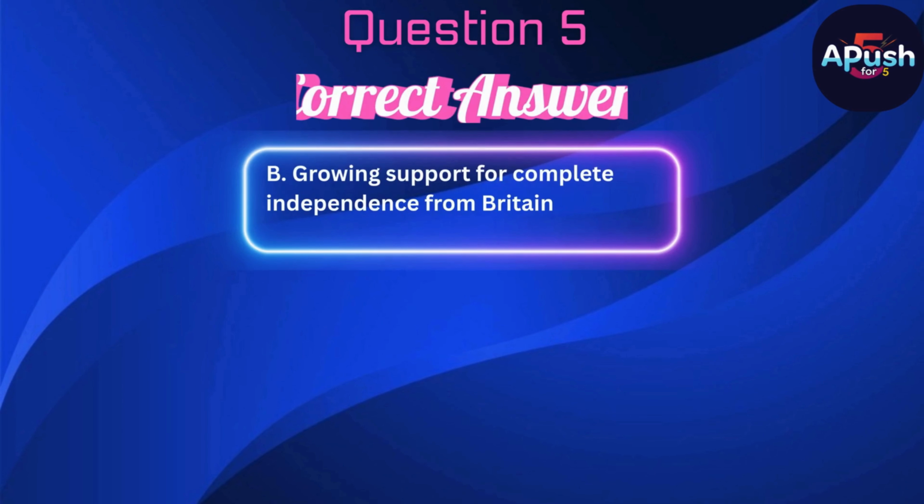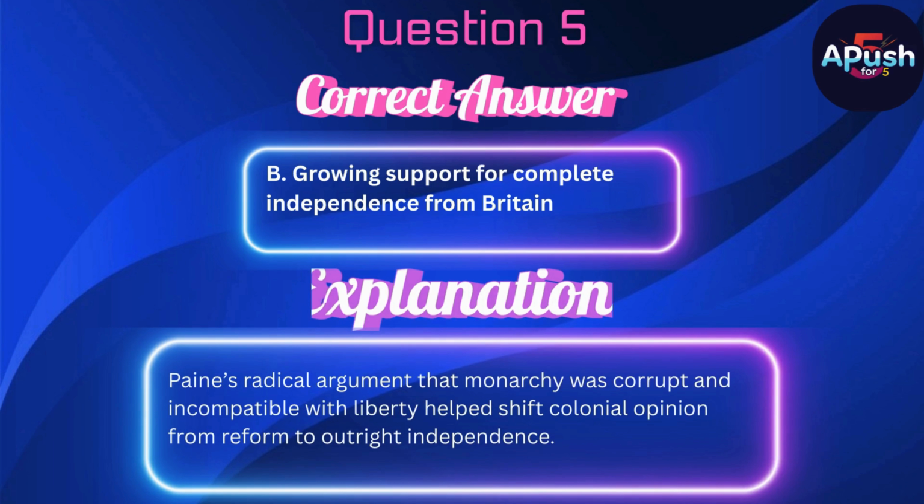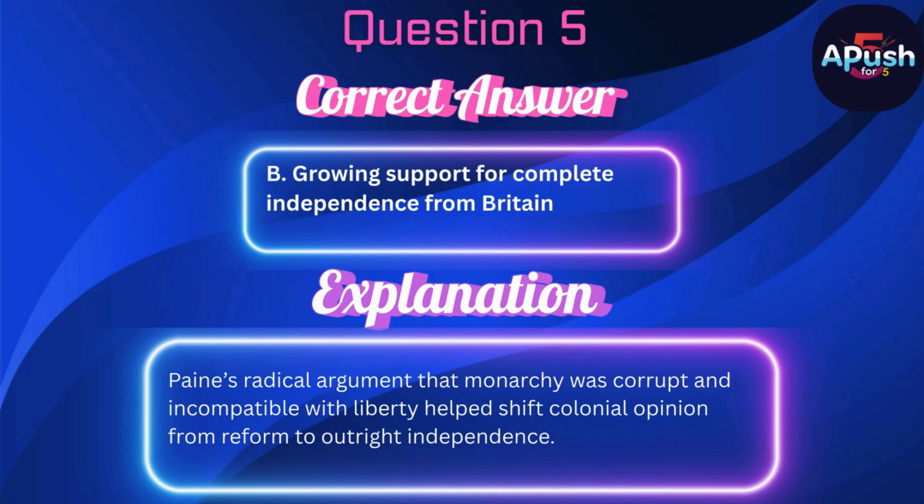Answer: B. Growing support for complete independence from Britain. Paine's radical argument that monarchy was corrupt and incompatible with liberty helped shift colonial opinion from reform to outright independence.